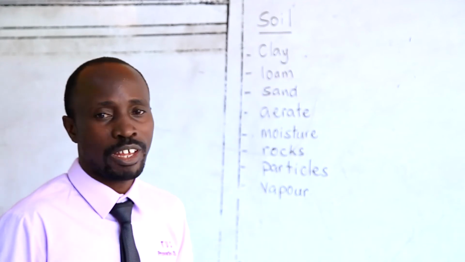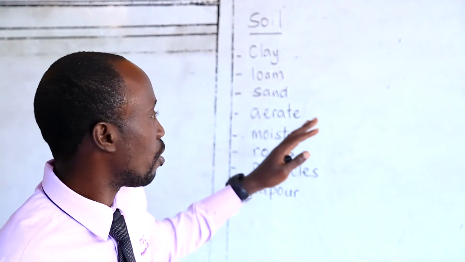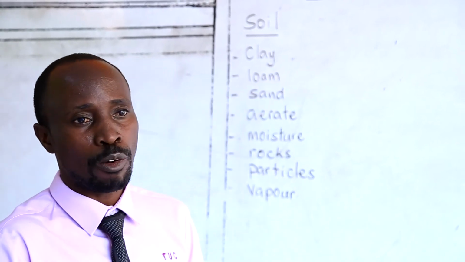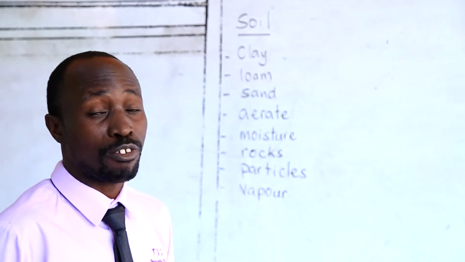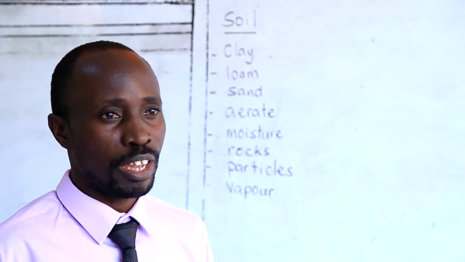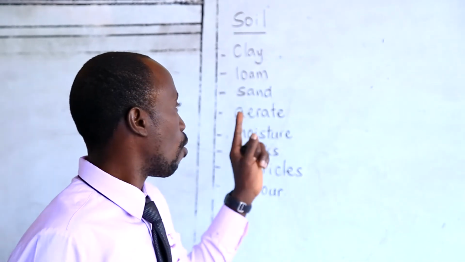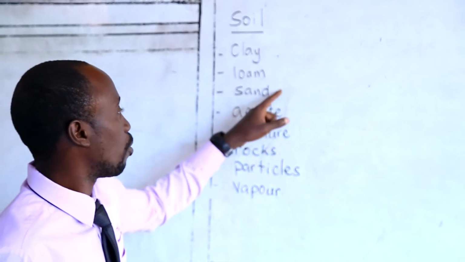Then loam soil is what we use for cultivation. The farmers normally use this. If you grow anything at home, you are using loam soil. Then sand soil has big particles and it's used for construction of houses. We can also use sand for making glass. Now these are all types of soil.